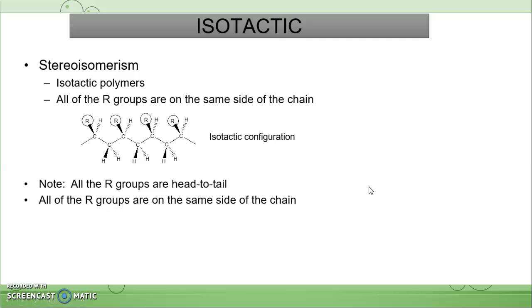In an isotactic polymer, all of the pendant groups are on the same side of the chain. All the pendant groups are head to tail. All of the pendant groups are on the same side of the chain. So basically, isotactic will produce a head-to-tail polymer.